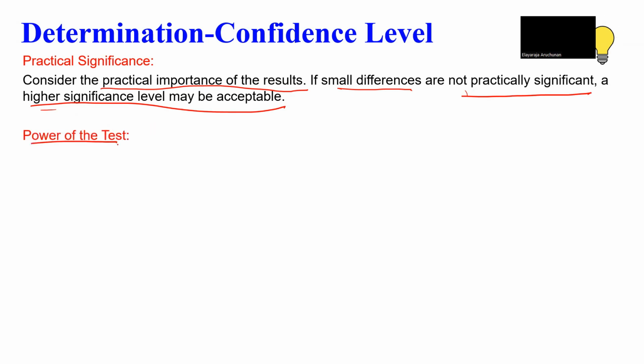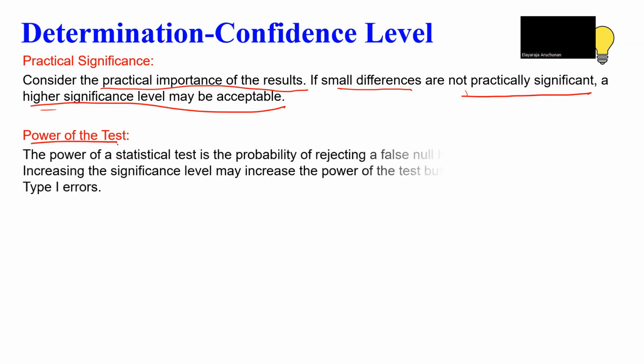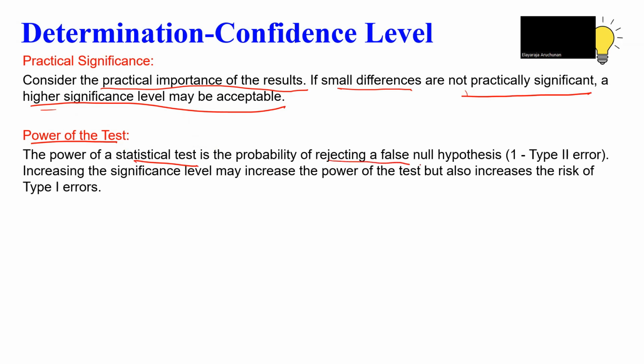The power of the test is one of the considerations of the confidence level. The power of the statistical test is the probability of rejecting a false null hypothesis, which means avoiding a type 2 error. Also, increasing the significance level may increase the power of the test, but remember that it also increases the risk of type 1 error. Okay, the power of the test.